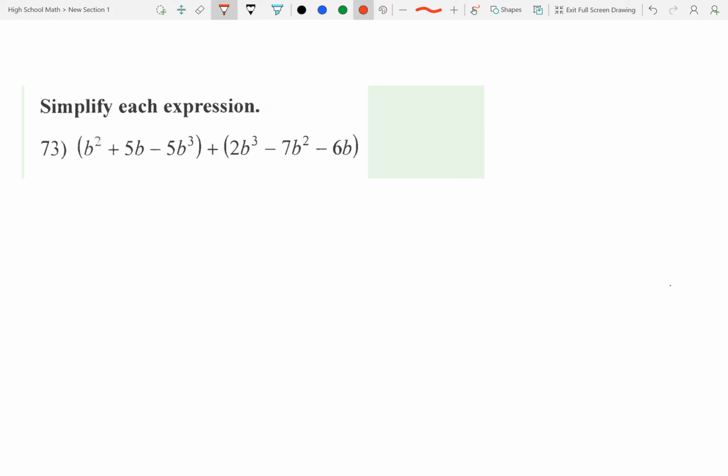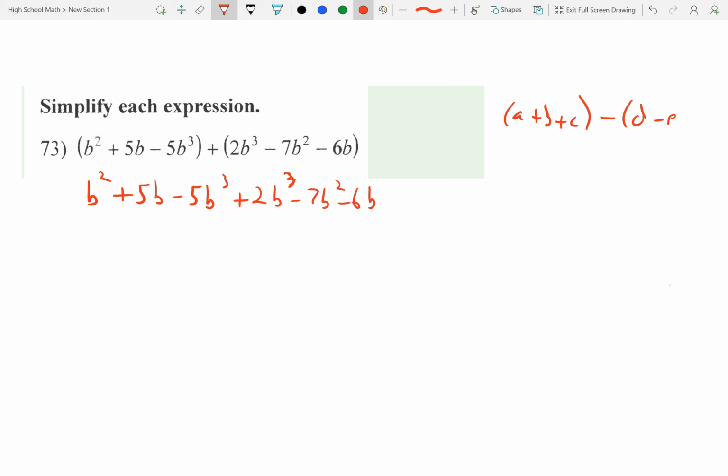Simplify each expression. Well, we're simply combining like terms. When we're dealing with addition, we can just drop our parentheses. If it was a subtraction, we would need to distribute that subtraction, that is, change the signs of everything in the second parentheses. But since it's an addition, we can just drop the parentheses. If it was a subtraction, I'll show an example. If we had a plus b plus c minus d minus e plus f, we would need to change all the signs in this back parentheses. It's much like there being a 1 here to distribute.